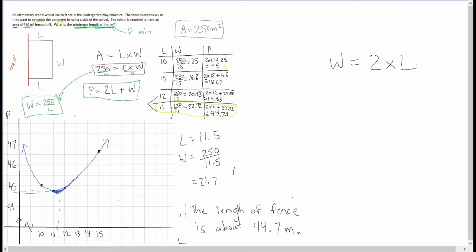So that's true. To minimize the perimeter, you want the width to be twice as much as the length. So when you're making a rectangular shape where there's just 3 sides, the side that doesn't have a parallel side, you want that side to be twice as long as the other sides.